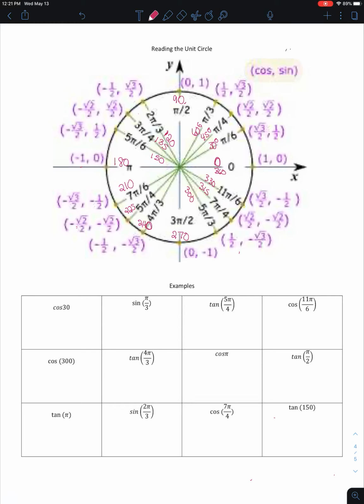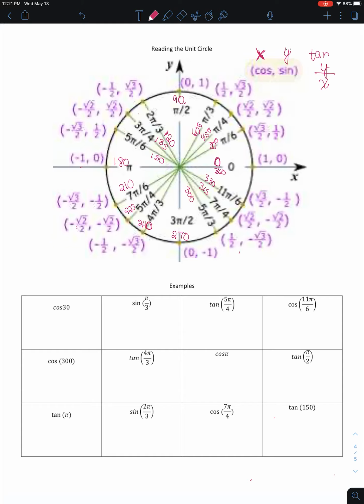So let me just remind you of a couple of things. On the unit circle, cosine is your x value and sine is the y value, okay? And then tangent is y over x. Because remember, tangent is the opposite side over the adjacent side. So in this case, it would be y over x. So using this information, we should be able to find any number on the unit circle.